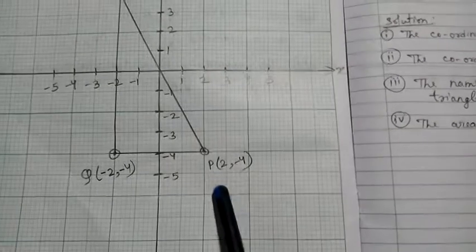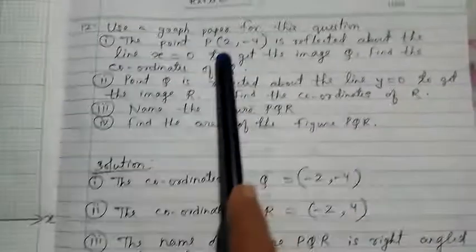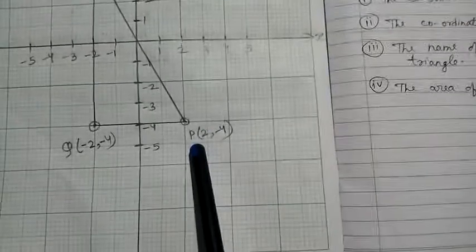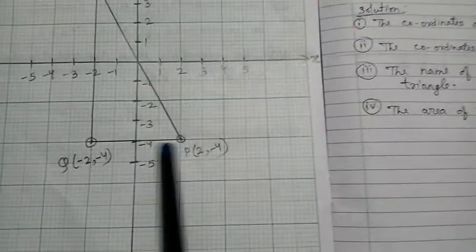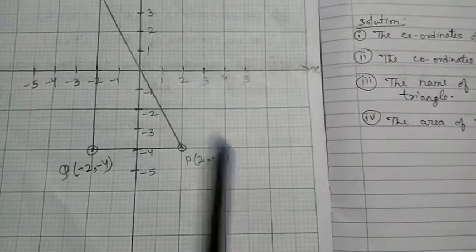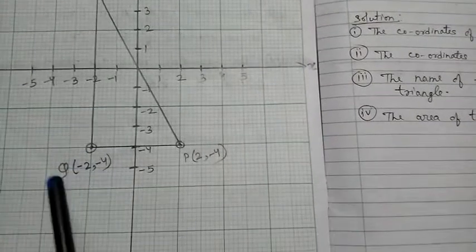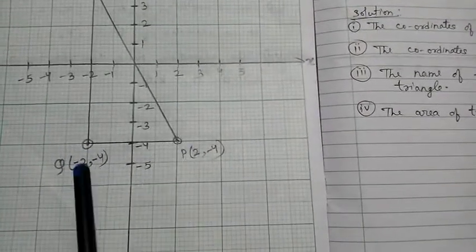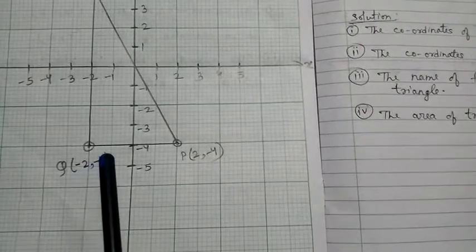So let us plot. Actually plotting of P is 2 comma minus 4, because 2 here and minus 4 here. And reflected in the y-axis, that is x equal to 0, named as Q, first value changed. So minus 2 comma minus 4 will be here.